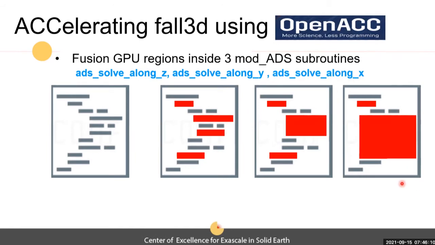So the strategy is to fuse all the GPU regions inside these 3 module subroutines of ADS, and fuse all kernels into only one large kernel. For example, we fuse this one and create this large region. We fuse this with this one, create this one, and finally we fuse all of them and get only one big, large GPU region.